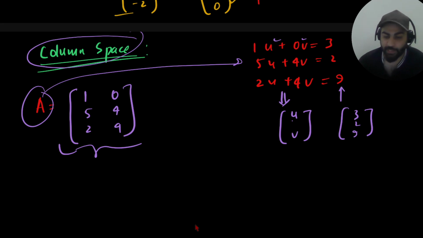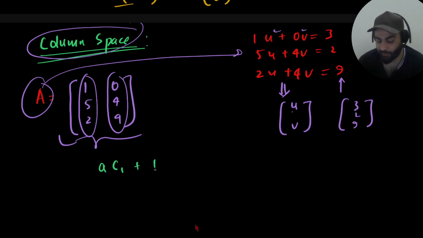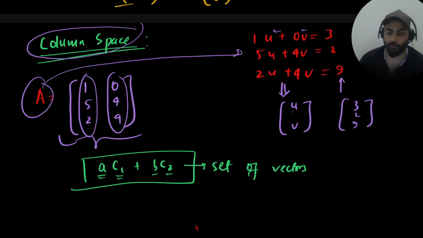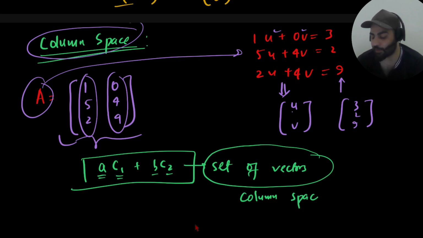So now if you take a linear combination of all the columns that we have in the matrix, you take a times column 1 plus b times column 2. So you get a set of vectors here. If you get a set of vectors, we call that set of vectors the column space. Now the question remains, is it a vector space? That remains as a question.